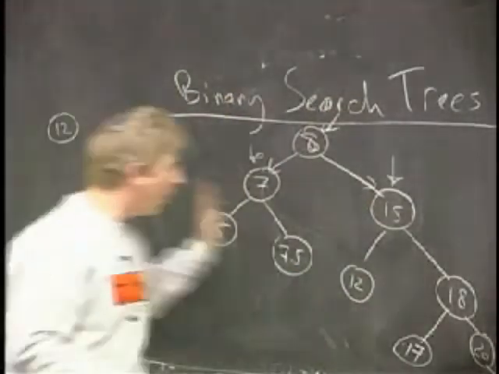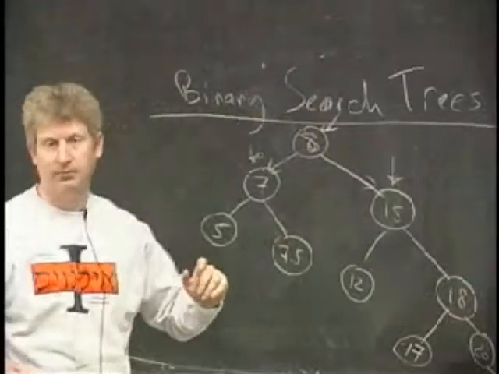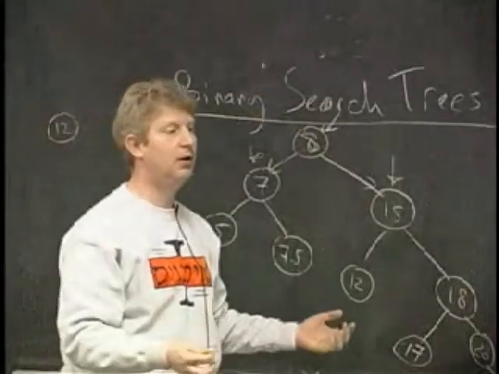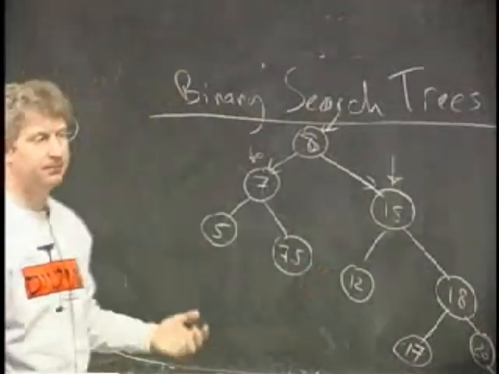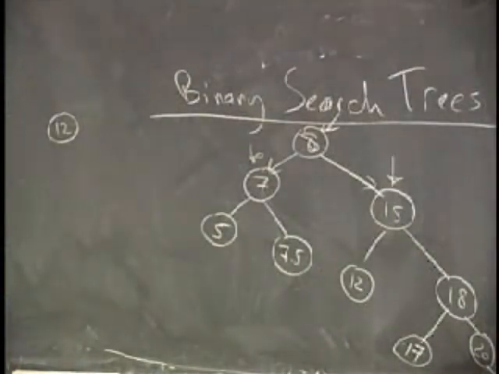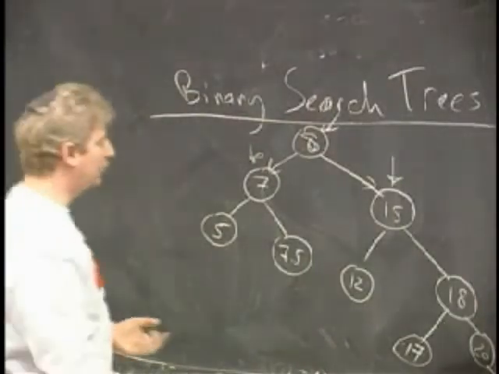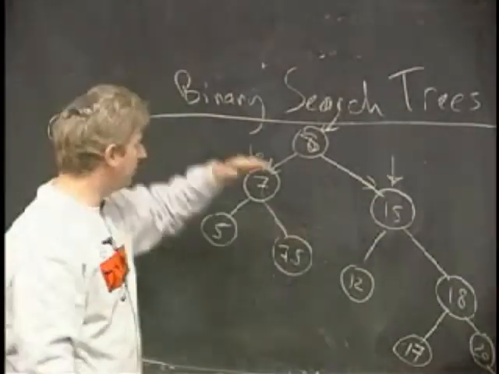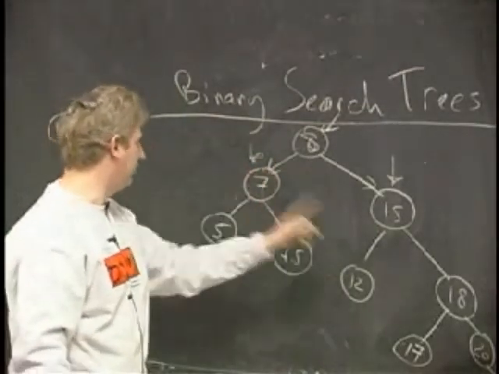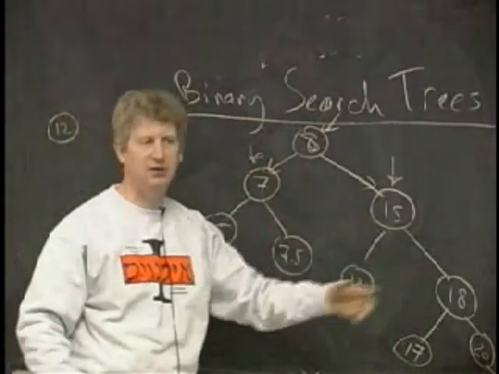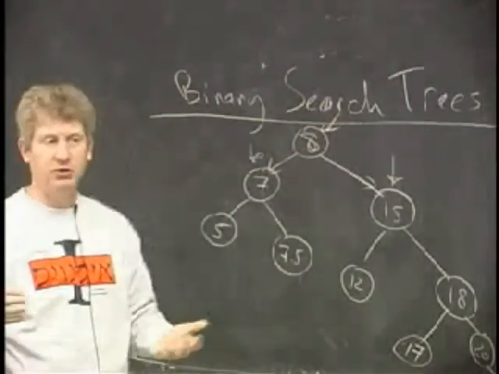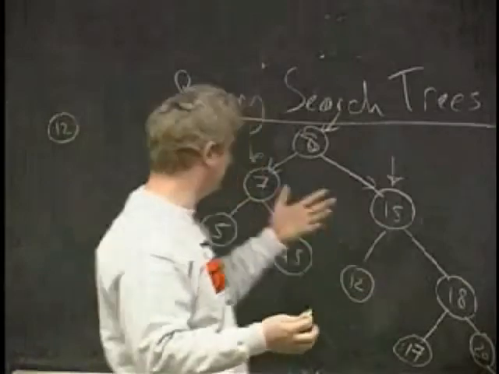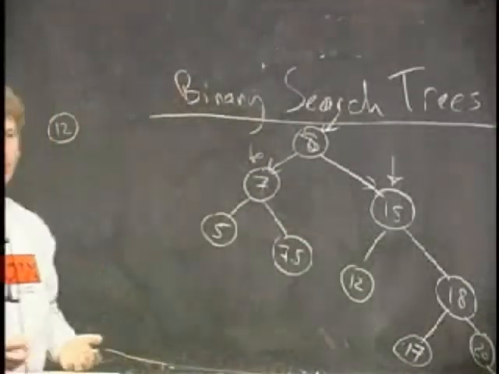What if I wanted to print out all the nodes in my tree in some kind of reasonable order? Let's say sorted order. How could I do that? How could I go through my tree and print them out in sorted order? Here's a way that doesn't do it in sorted order. I print them out a level at a time. 8, 7, 15, 5, 7.5, 12, 18. That's just the level order. That was really useful for heaps, but completely meaningless here.